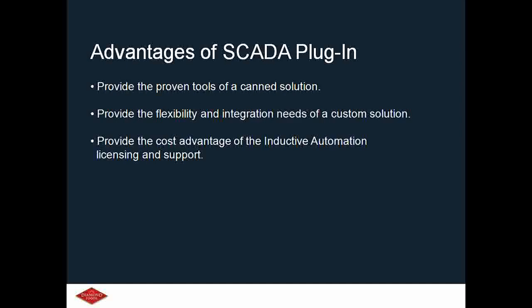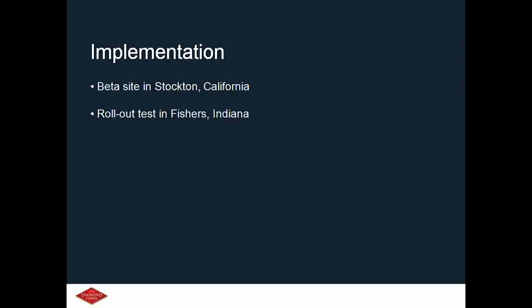Once we understood the concept of the new production module, we agreed to use one of our canister lines in our Stockton facility for beta testing. It took a few months to work through the real-world challenges of production, and as soon as we felt things were stable, we just recently did a rollout to a second canister line in our Fishers, Indiana facility.